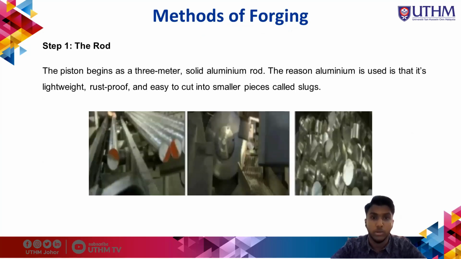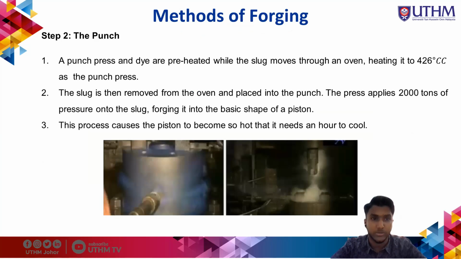First, the aluminium rod will be cut. It's lightweight, rust-proof, and easy to cut into small pieces called slugs. Next is the punch step. The punch is a press and die that is preheated, while the slug moves through an oven, heating it to 426 degrees Celsius. Then the slug is removed from the oven and placed in the punch, and the press is applied up to 2,000 tons.